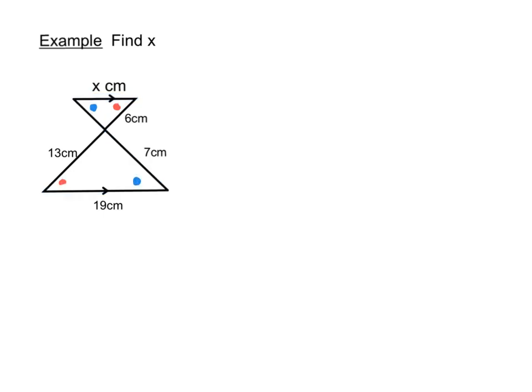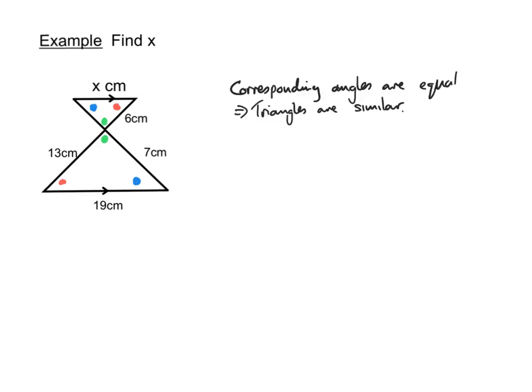Lastly, we can see that the two angles opposite each other are vertically opposite angles. If you remember back, these will also be equal. So again, the corresponding angles in both triangles are equal, and therefore we can say the triangles are similar. Now again, I want to draw out these two triangles, and in this example in particular we need to be really careful when we're doing that.